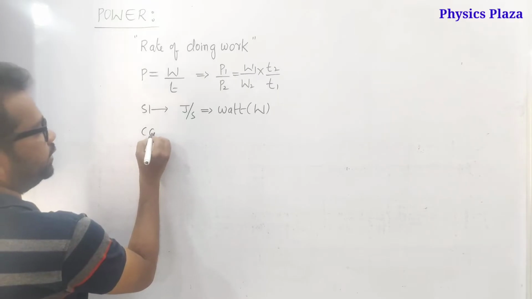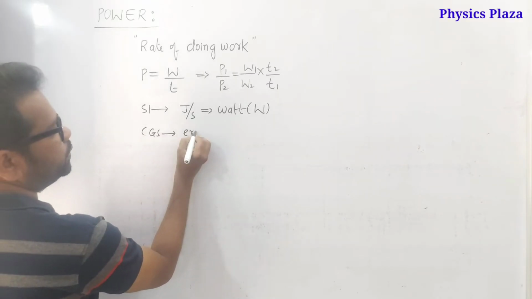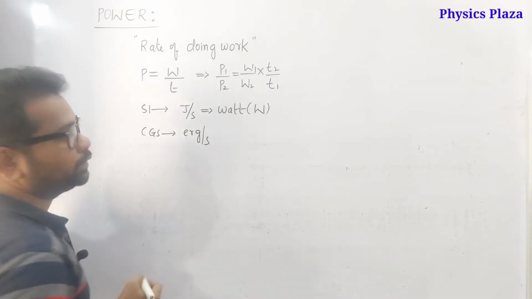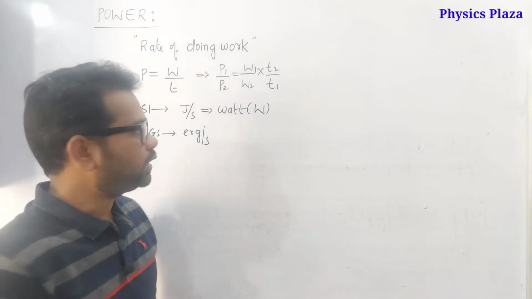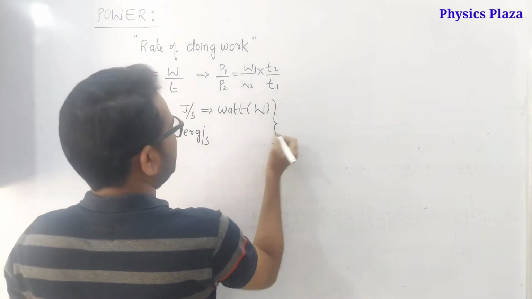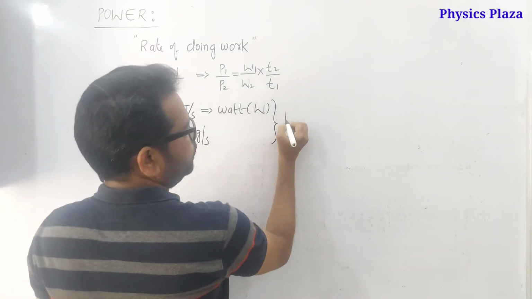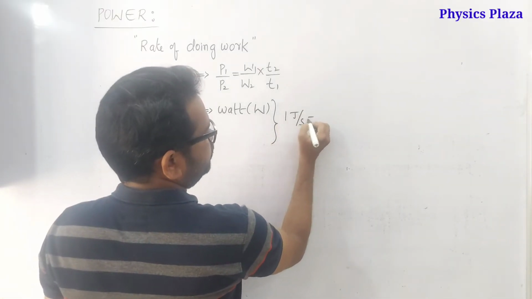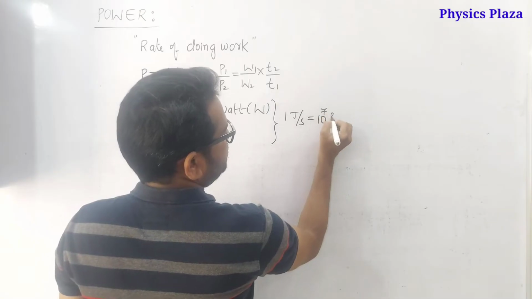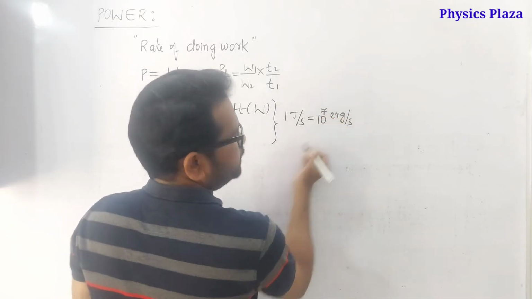The CGS unit is erg per second. There is no name for this erg per second. You have to write like this only. In the exam they may ask you, 1 joule per second is equal to how many erg per second? That is, 1 joule per second is equal to 10 power 7 erg per second.